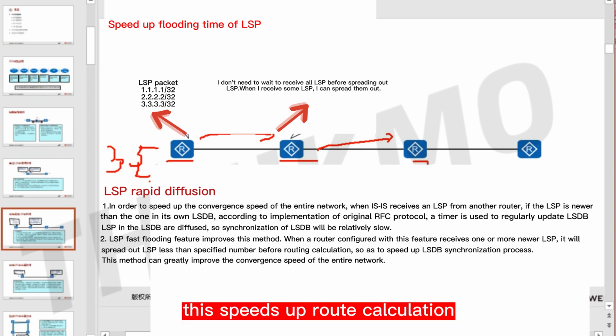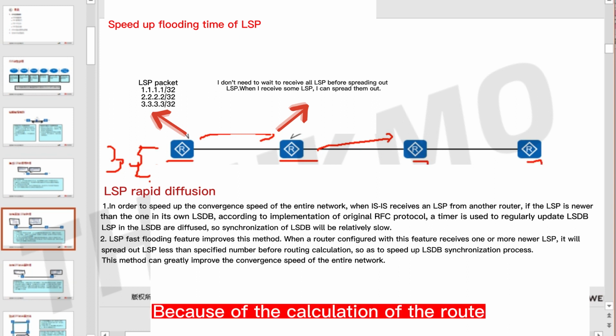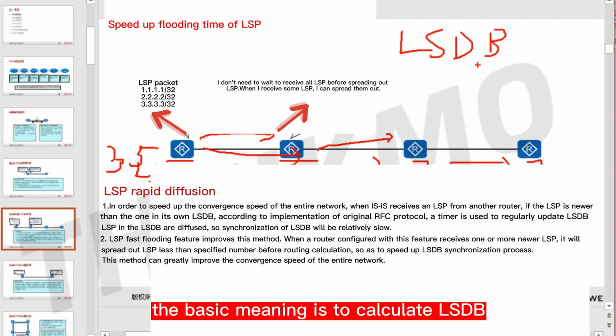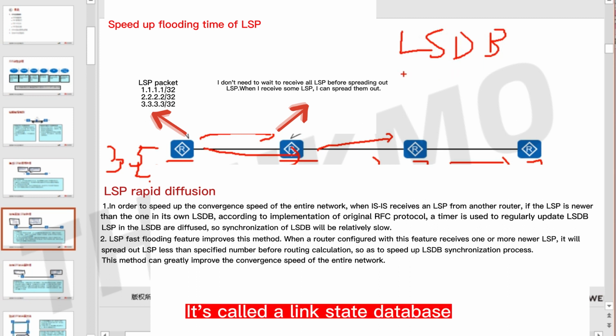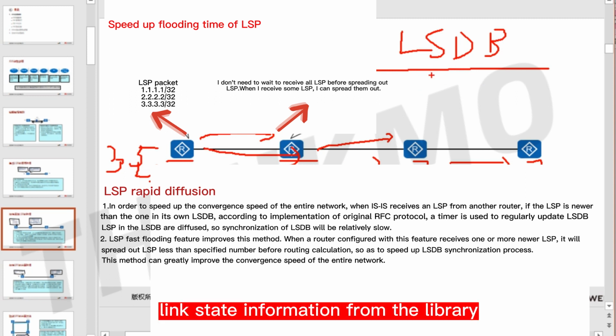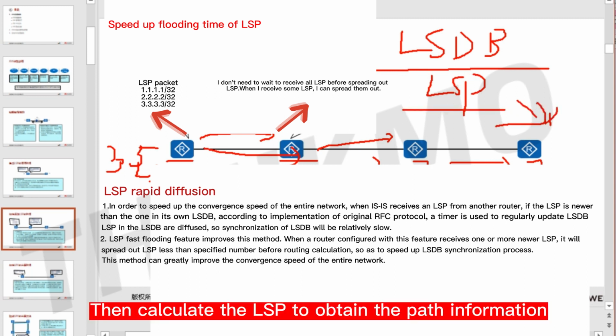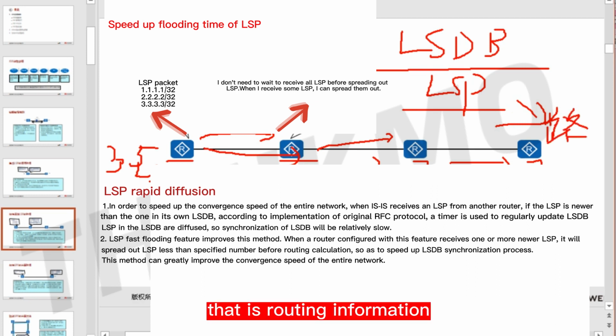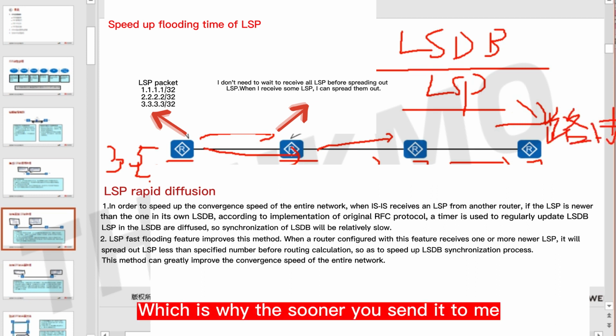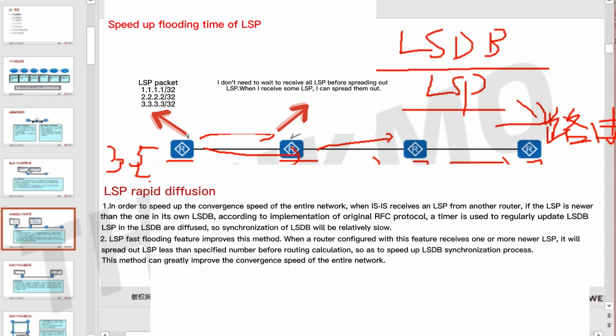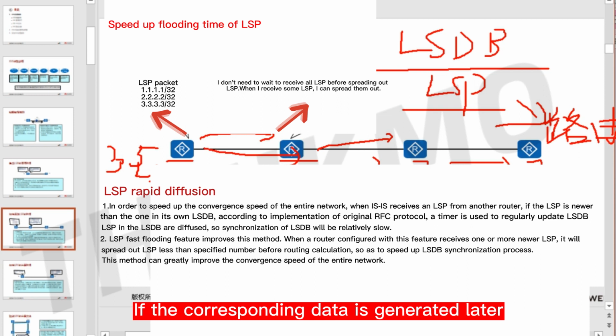This speeds up route calculation. The calculation of the route basically means calculating from the LSDB, the link state database. Of course, in ISIS, it takes the entries of LSP, then calculates the LSPs to obtain path information, that is, routing information. That is why the sooner you send it to me, the sooner I can figure out the route. The sooner the corresponding data is generated, the faster the network converges. Then, speeding up the LSP flooding time.